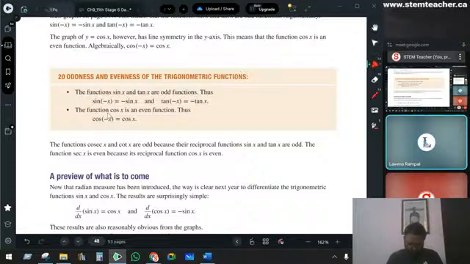If you get minus, you will get odd. If you get the same, then that is an even function. So you got the same. Therefore, it is an even function.